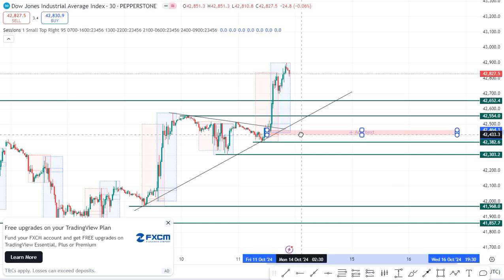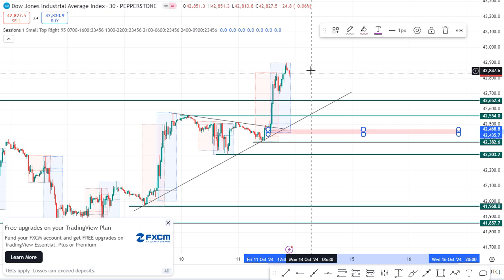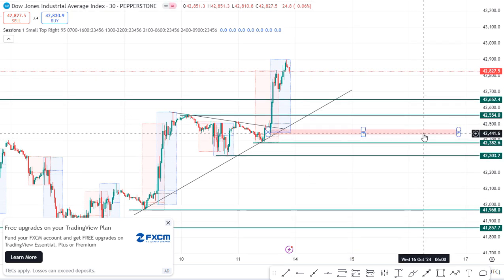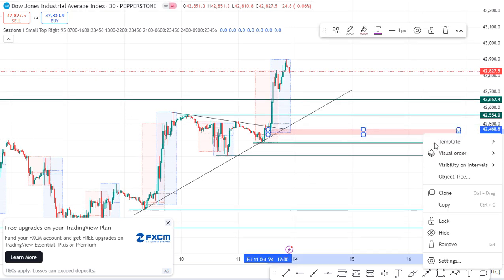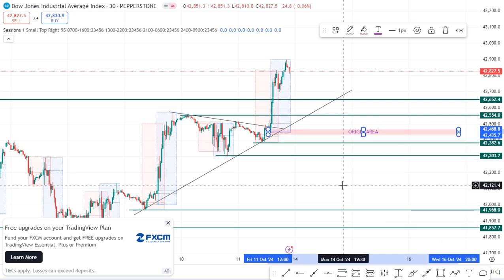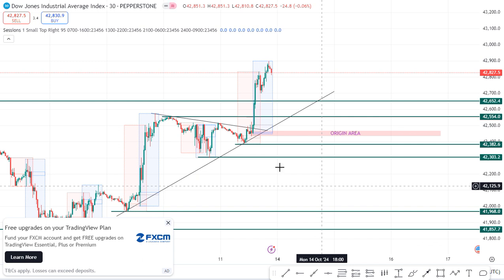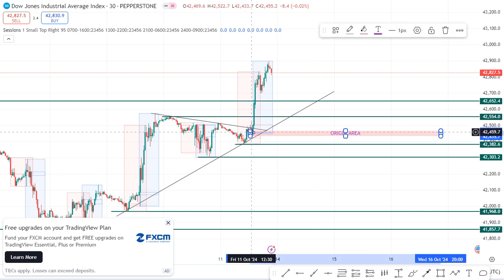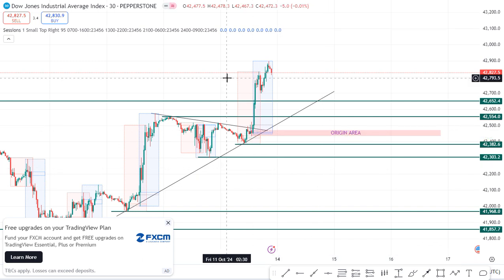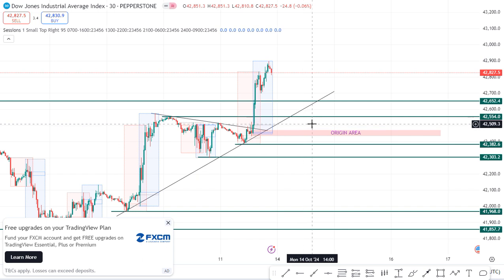This is the candlestick. This is the origin area. This is the candlestick that broke the structure. This is my origin area. Okay, so this is where I expect my next buy.